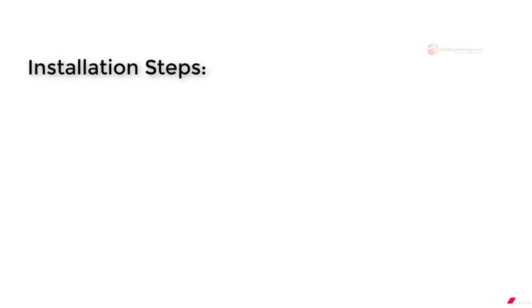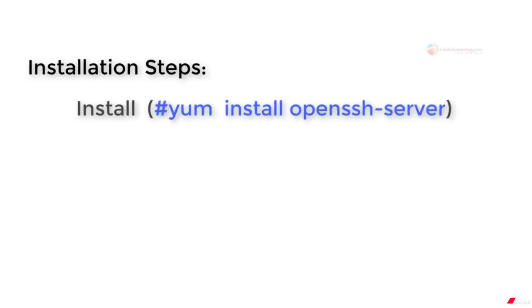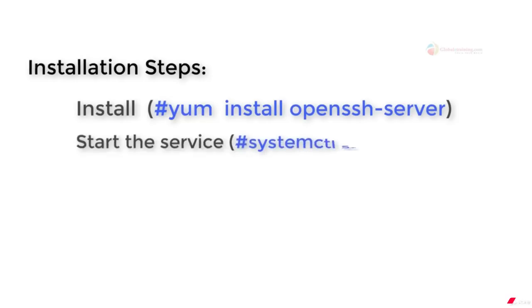In this video, we will install OpenSSH on a Fedora Linux distribution. The installation process for OpenSSH server is very simple. It is available as a package, so you just run the yum command to install the OpenSSH software, and then you start the service. That's it. 2 steps. Install and start the service, and you're good to go.